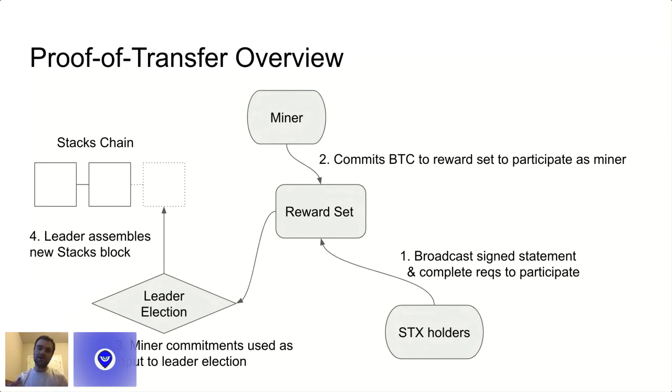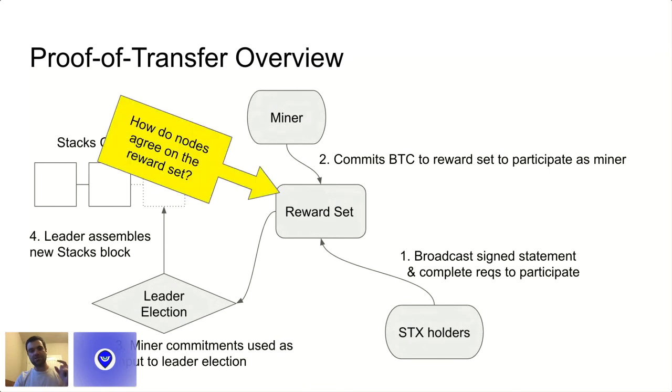Okay, so that seems like a fairly easy modification of proof of burn, but there's one really tricky thing happening here, and that's getting nodes to agree on what this reward set is in the first place. This might not seem like that hard of a problem. So I'm going to go into a little bit more detail about what can go wrong when it comes to forcing a whole network to come to agreement on this reward set.